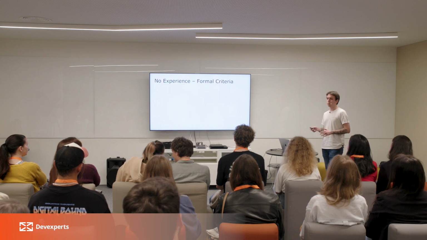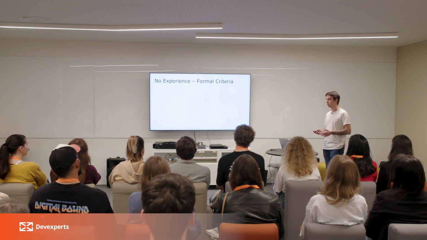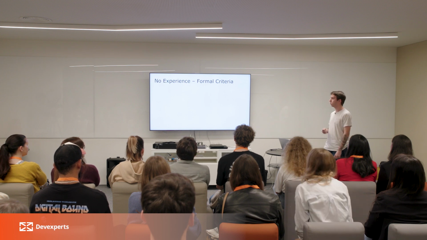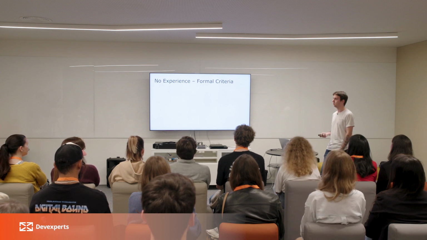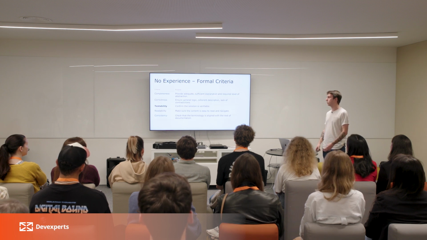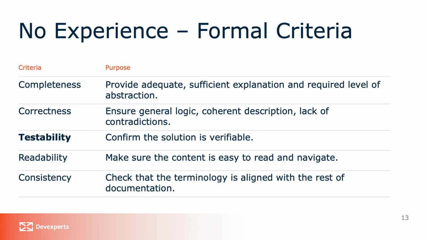We will start with no experience whatsoever, right? If you don't have any experience, if you don't know what to do in terms of the specific subject area, but you know something about software development, you can always start with, for example, formal criteria. ISTQB mentions in their syllabus 4 main criteria: completeness, correctness, readability, and consistency. In summary, all it means is that the document should provide sufficient explanation on an adequate level of abstraction. It shouldn't be too abstract or too specific.